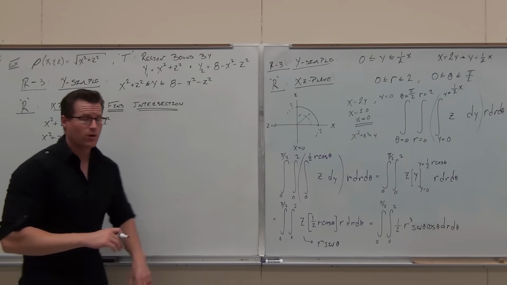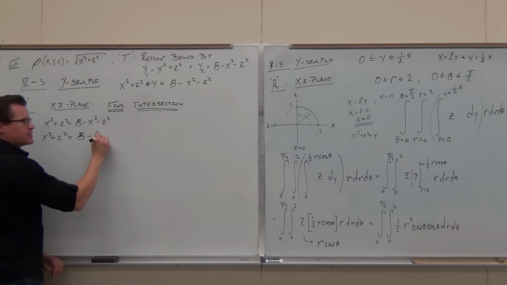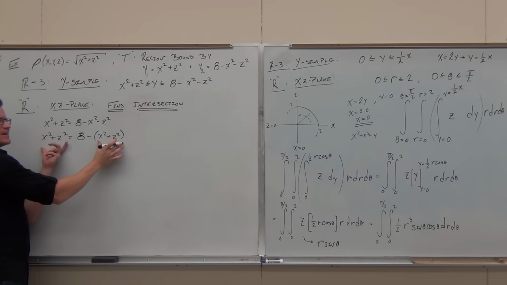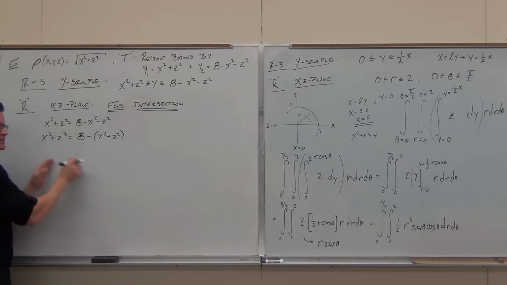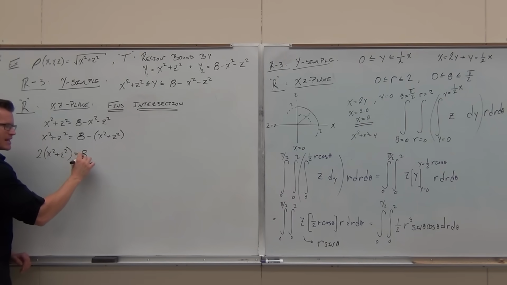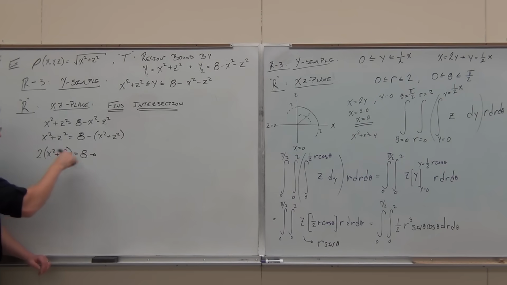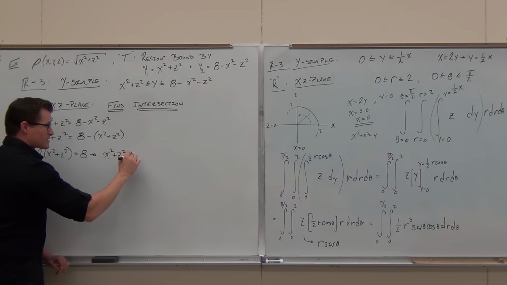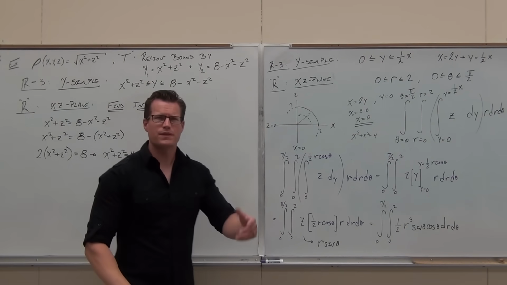So do things like factor out the negative. Don't be afraid to view this as one piece. If I add this to both sides, I got one of them, I add another one, I got two of them now. So some algebra technique really helps. Divide by 2. That's a really nice way to figure out what this region looks like.